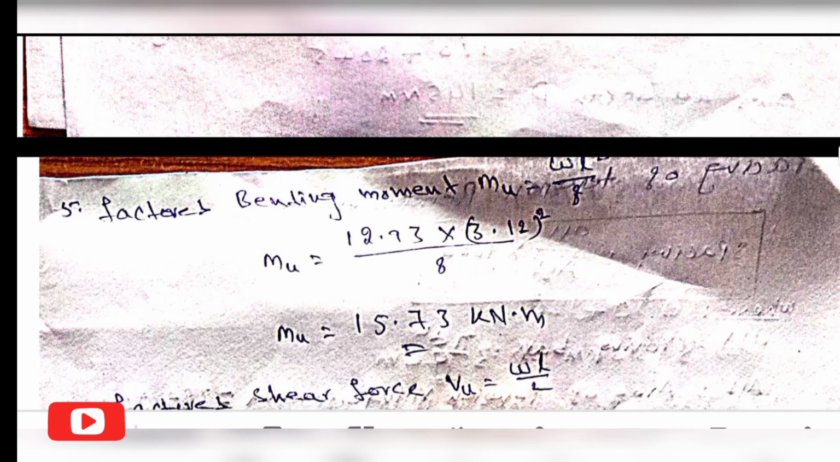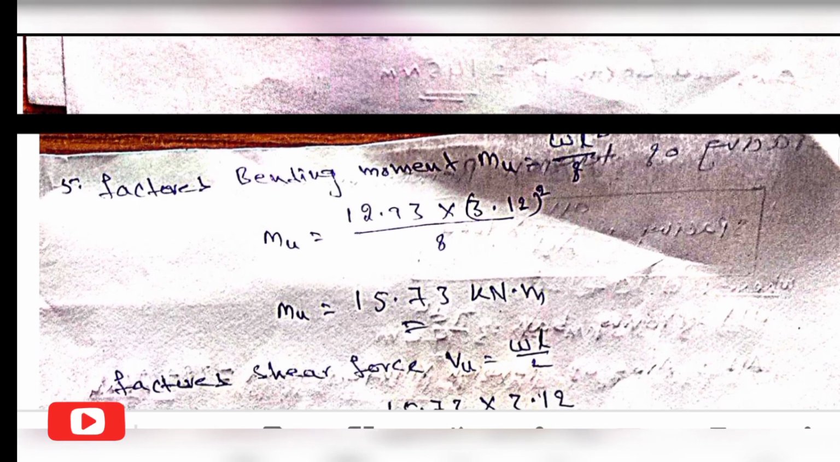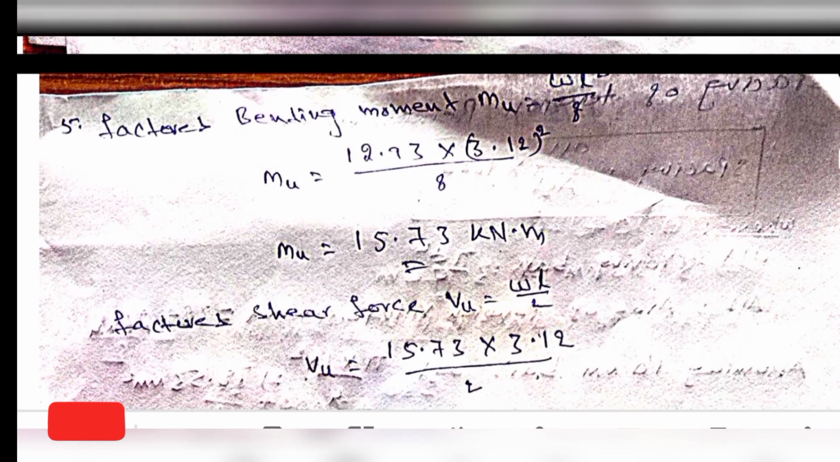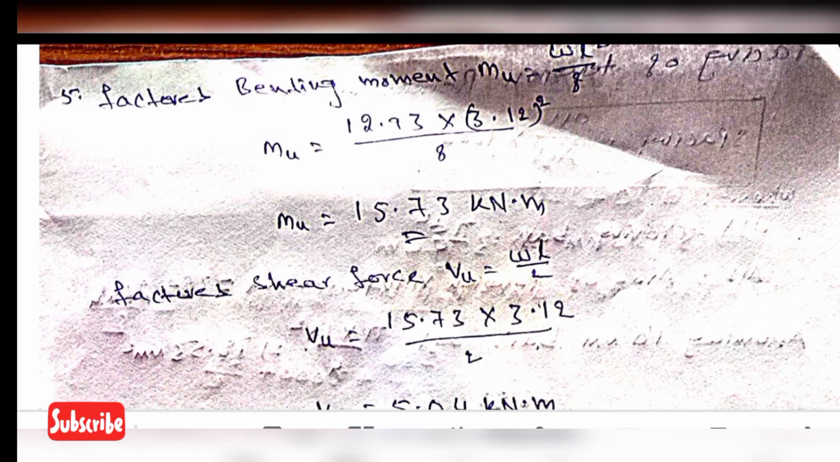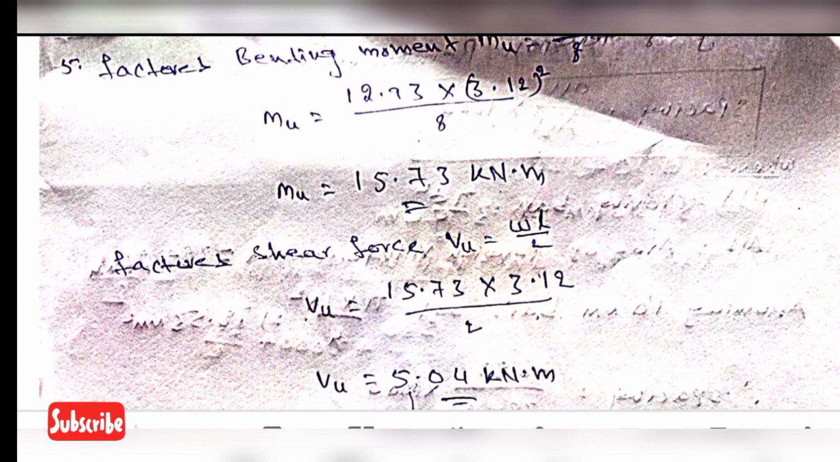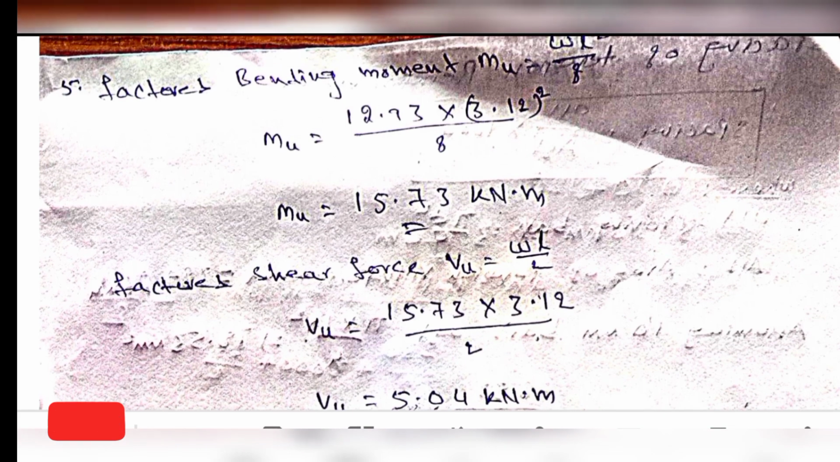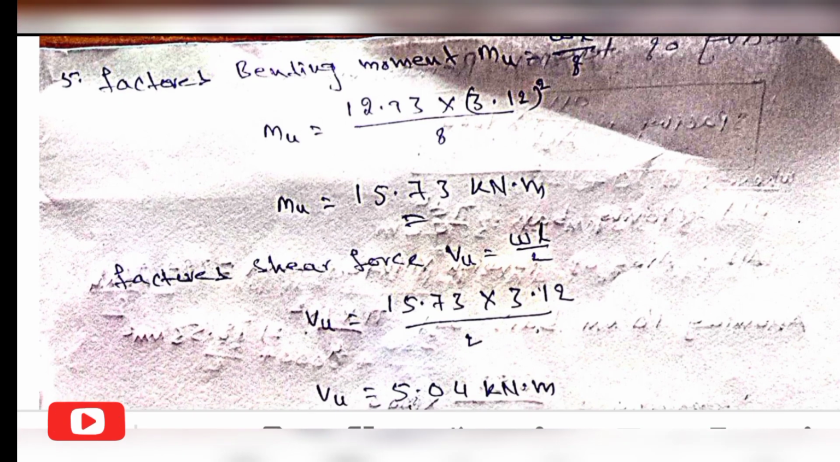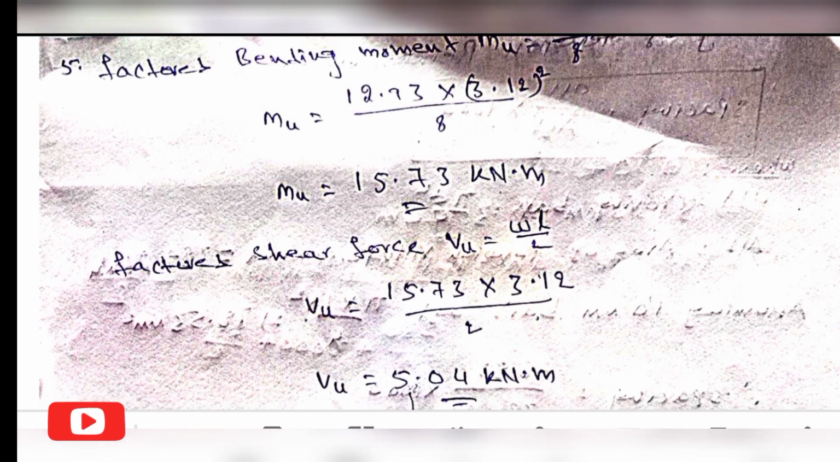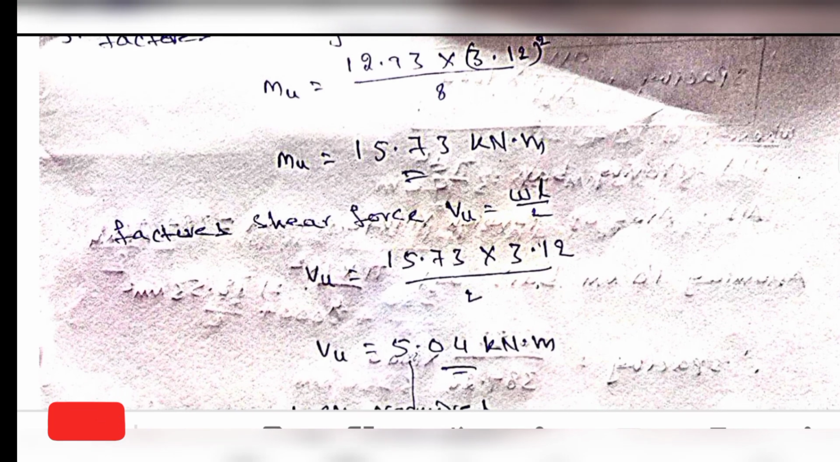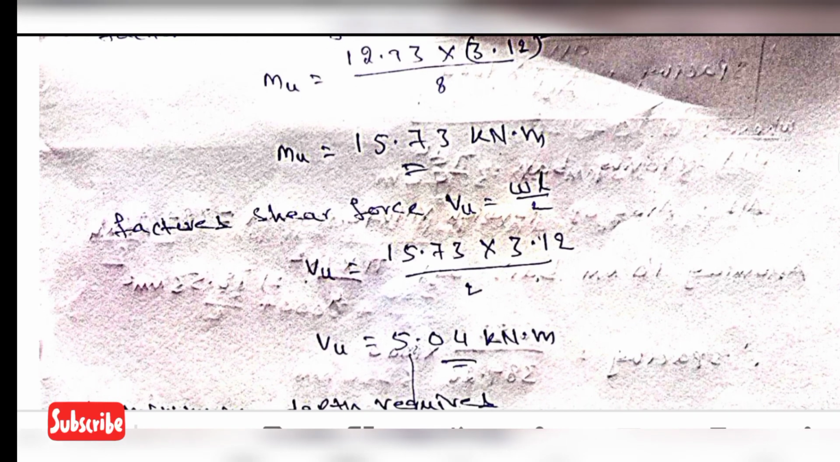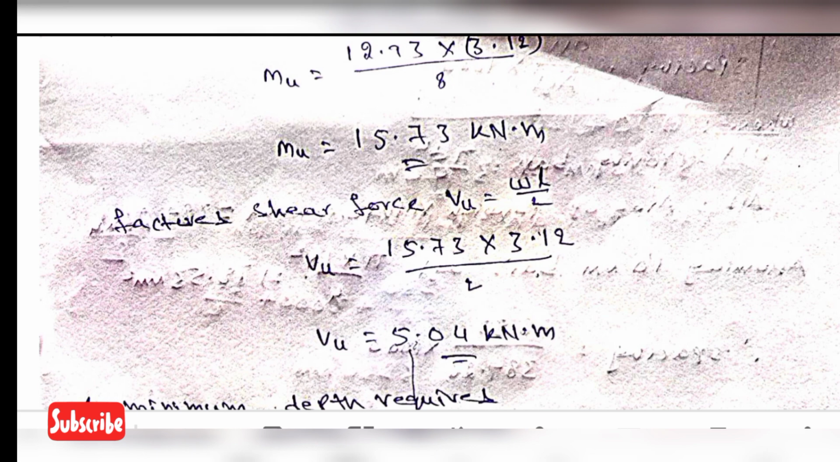Next step, factored bending moment. This is a simply supported beam. WL square by 8 is the bending moment. W is equal to total factored load times the shorter span direction. W is 12.93, L is equal to 3.12, WL square by 8. Then the factored bending moment is 15.73 kilonewton meter.